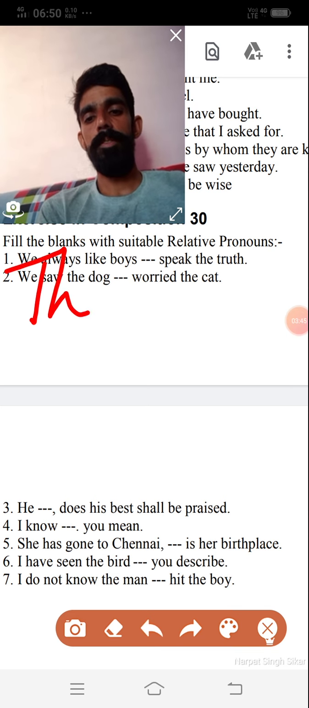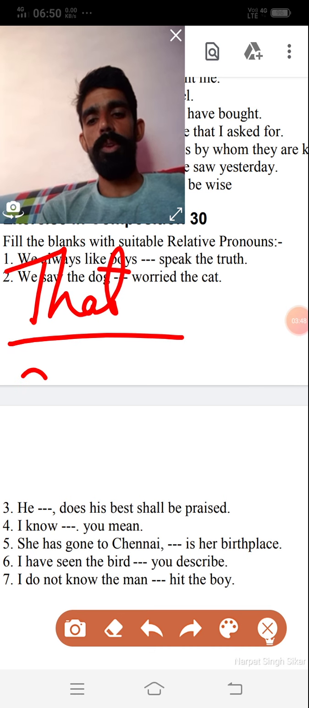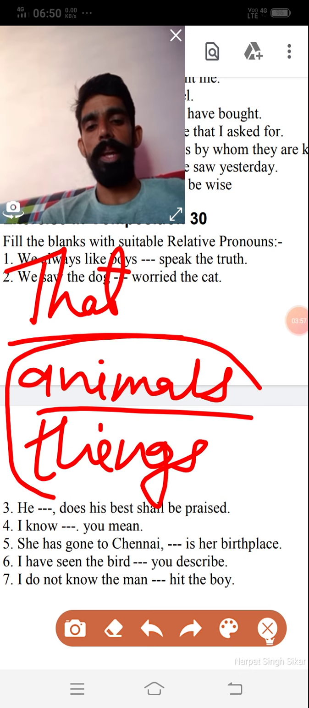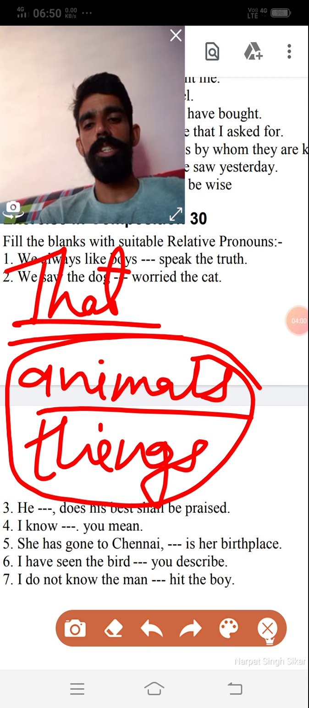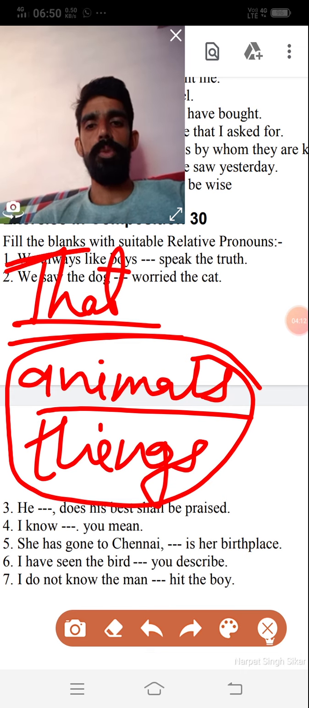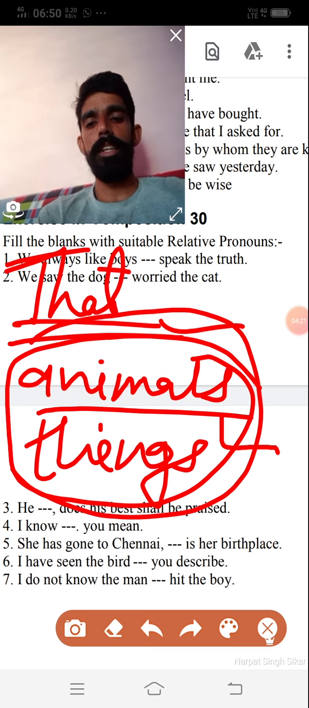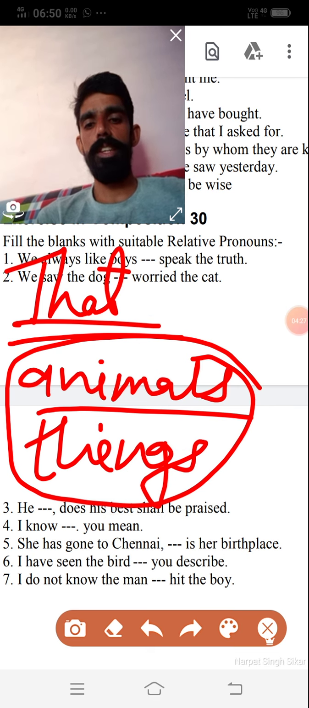The next one is that, which is also used for animals or things. Students, in a general way, if a blank has been given to us and that or which are in the options, in that condition we can use either of these. Either we can use which or that, because both these relative pronouns are used for animals or things, but there are certain conditions where we have to use only that, which will be discussed later.